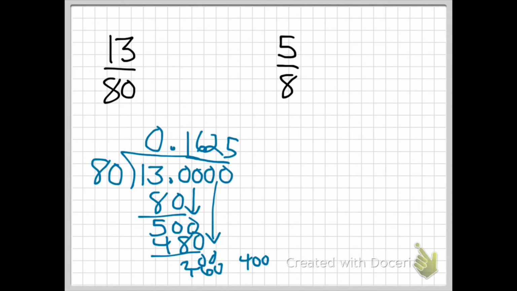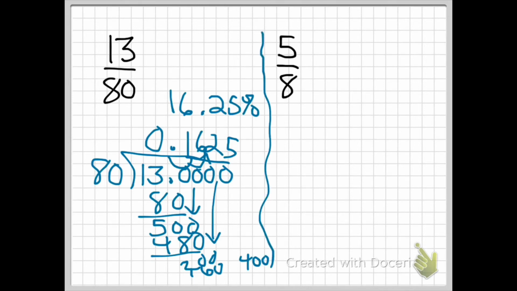So where the mistake is made is that kids will stop there and just throw a percent sign at the end. Well, this is just a decimal. Remember, we're making a fraction to a decimal first. So you still have to slide twice to the right. This ends up being 16.25%.